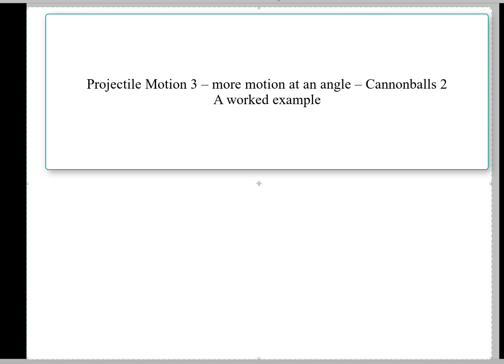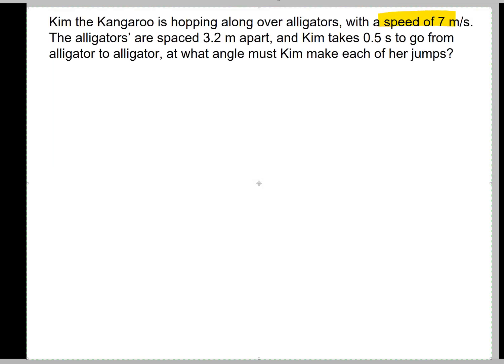This is Projectile Motion 3, More Motion at an Angle, Cannonballs 2, a worked example. Kim the kangaroo is hopping along over alligators with a speed of 7 meters per second. The alligators are spaced 3.2 meters apart, and Kim takes 0.5 seconds to go from alligator to alligator. At what angle must Kim make each of her jumps? Presumably to avoid getting eaten by the alligators.